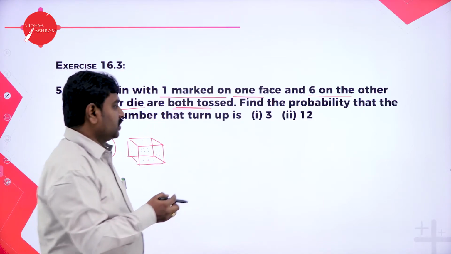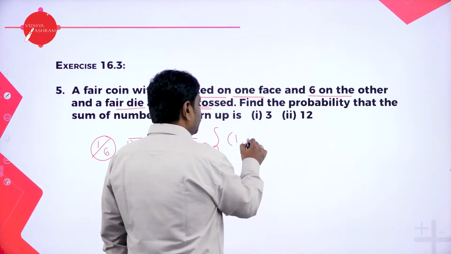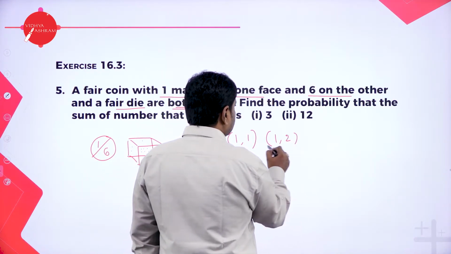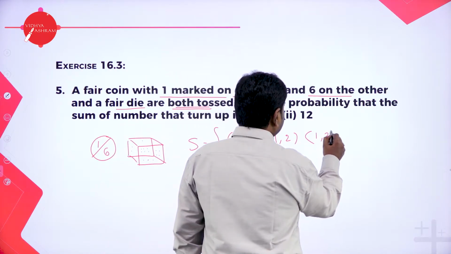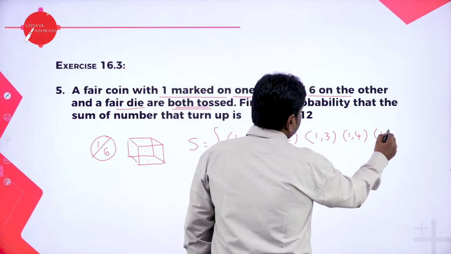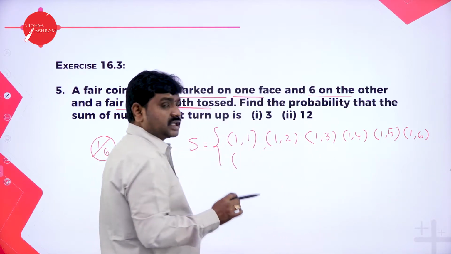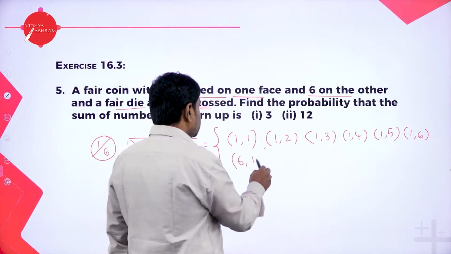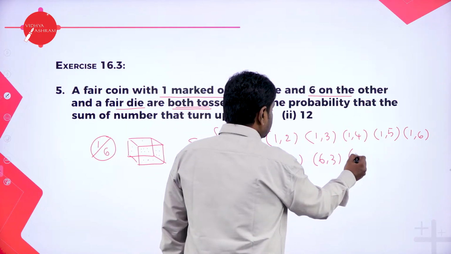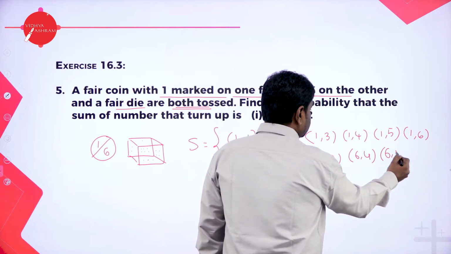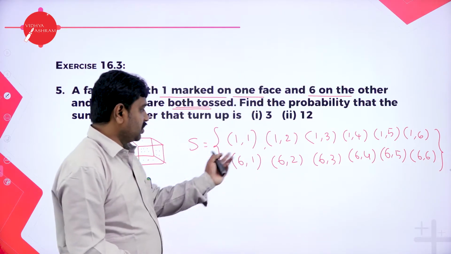Now together you are doing both. So, sample space. When you toss a coin, you may get 1, and when you roll a die, you may get 1 again. So (1,1), (1,2), (1,3), (1,4), (1,5), (1,6). One output is the coin output, one output is the die output. Or when you toss a coin, you may get 6, and when you roll a die, you get 1. So (6,1), (6,2), (6,3), (6,4), (6,5) and (6,6). These are the possible outputs. This is the sample space. What is a sample space? The set of all possible outcomes.